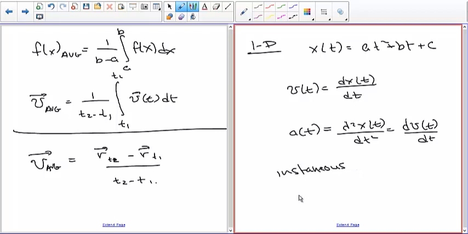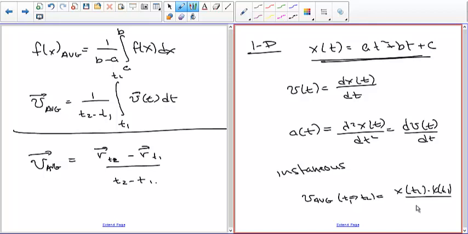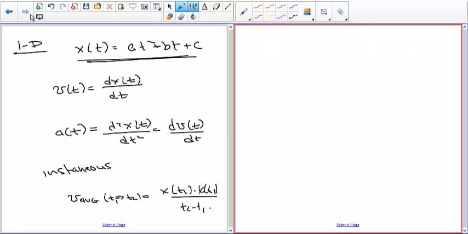And again, if you want to figure out the average velocity, you want to take the position. The average velocity is not the average of the velocities at the end and the beginning. The average velocity between t equals t1 to t2: all you have to do is take the x value at t2 minus the x value at t1 and divide by t2 minus t1. Okay, so that's another example.